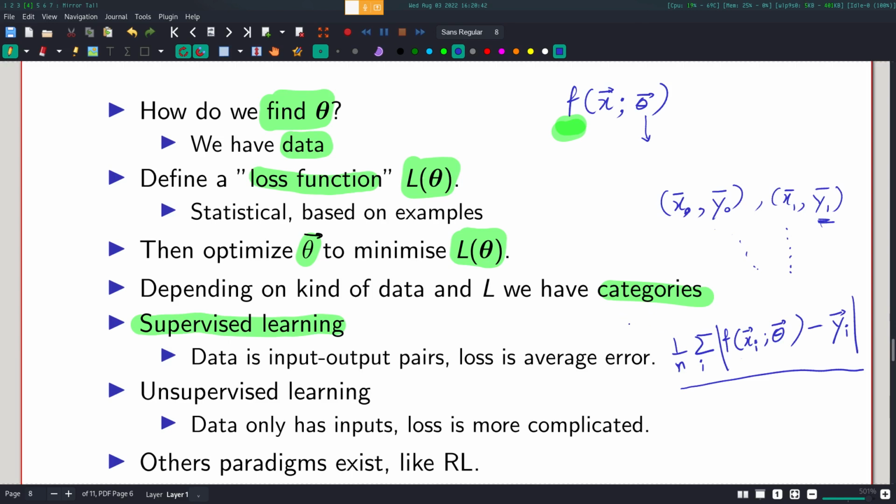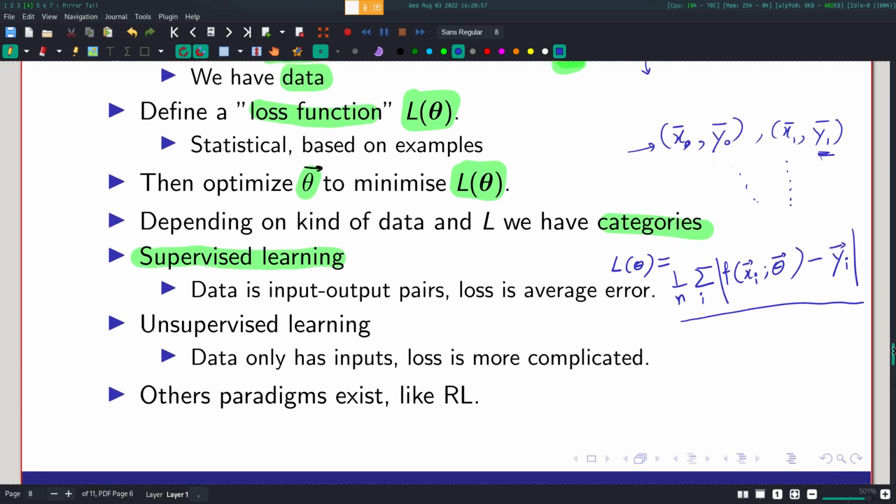So again, this is a function just in theta, right? Because xi's and yi's here are actually constants that come from this huge list. So you can define L theta to be this, and then you can somehow try and minimize this, right? So are there any questions so far?